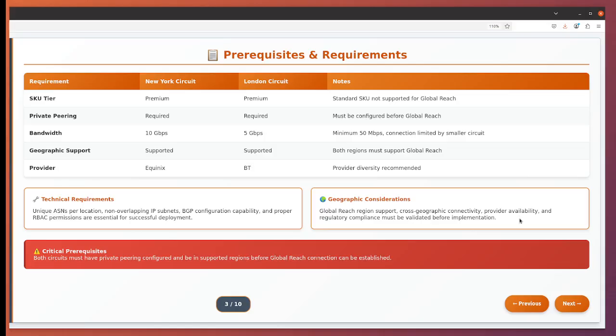From a technical perspective, you need standard or premium circuits only. You need a minimum of 50 megabits per second bandwidth, with the maximum limited by the smaller circuit. Unique ASNs are required for each location, and you need non-overlapping subnets. Security requirements include proper authorization key management and RBAC permissions for Global Reach operations. The comparison with traditional connectivity shows significant advantages in complexity reduction and performance improvement.